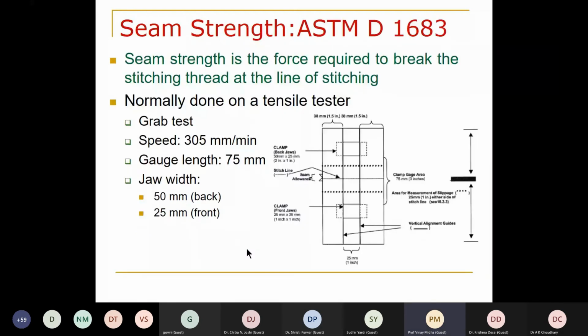So first of all, we have the seam strength, which is the force required to break the stitching thread at the line of the stitching, which is carried out in the tensile tester under the grab test conditions with a speed of 305 millimeters per minute at a gauge length of 75 millimeters as per ASTM standard D1683. And the jaw width, which I discussed earlier this morning also, is 50 millimeters. Normally the jaw is made in such a manner that the backward side is 50 millimeters and the front one is 25 millimeters as per recommendations of the standard.